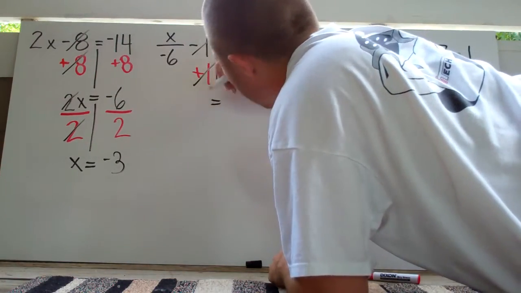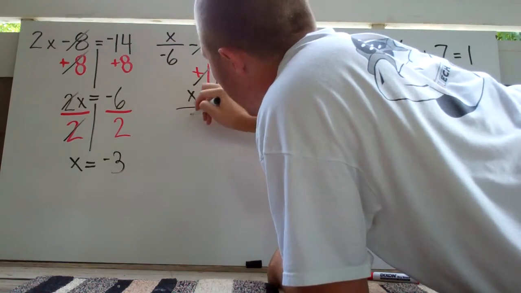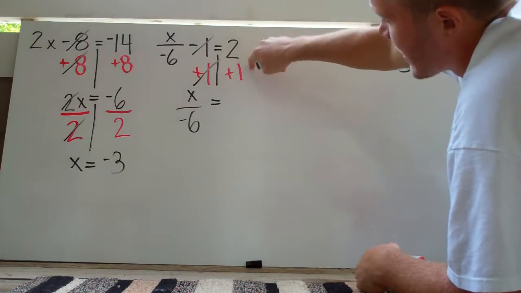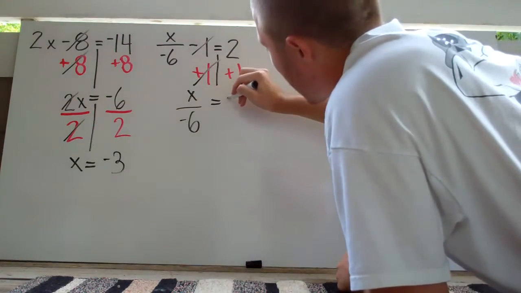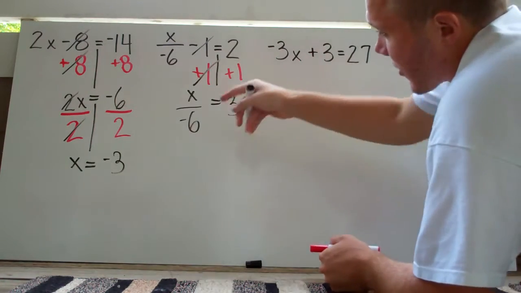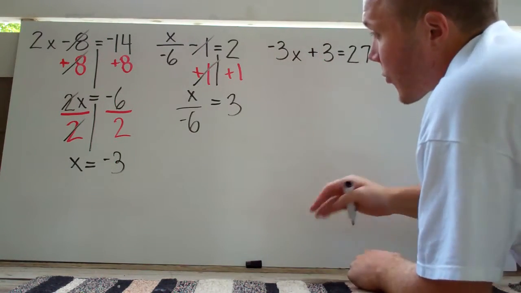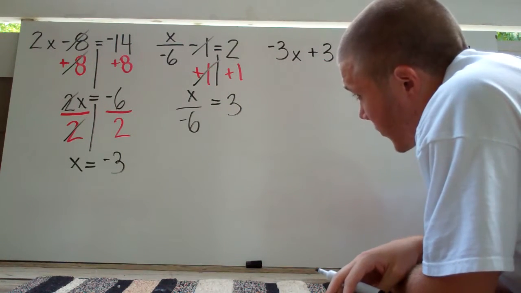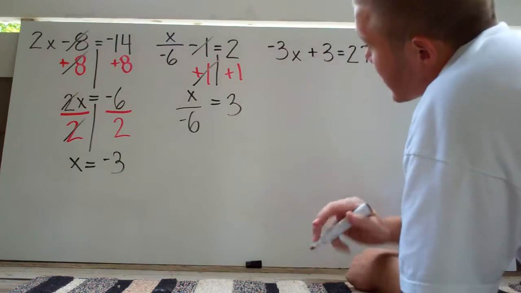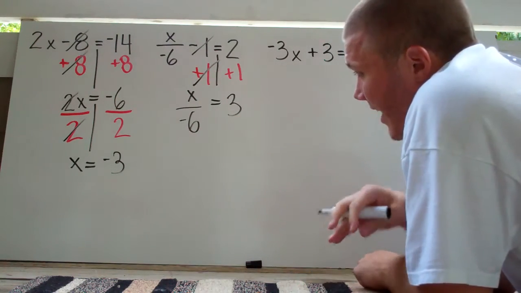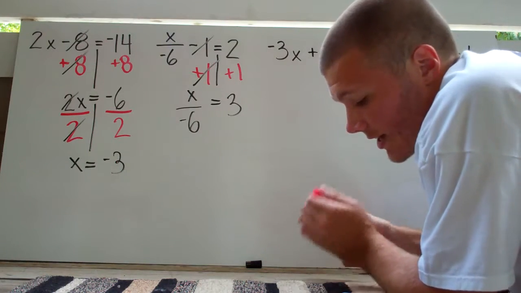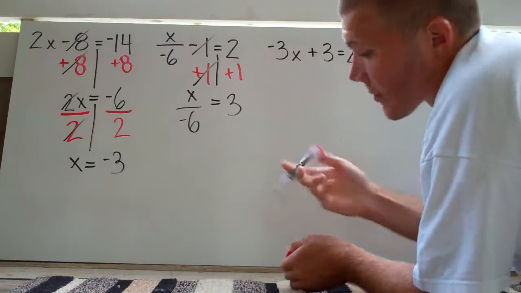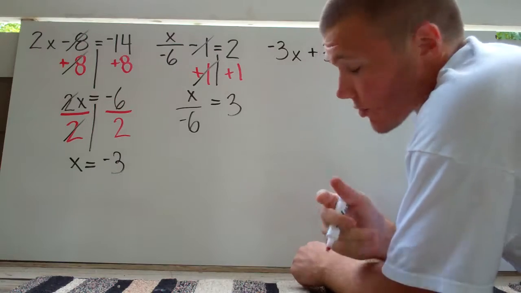So I'm going to fill that in there. X divided by negative 6. And on this side we've got 2 plus 1. That's just going to give me 3. Okay? Now, I've got x divided by negative 6 equals 3. Now that we have just a variable on one side, the integer on the other side, we can multiply or divide. Well, since we've got x divided by negative 6, the inverse of division is multiplication. So, I'm going to multiply by negative 6, and I'm going to do that to both sides.